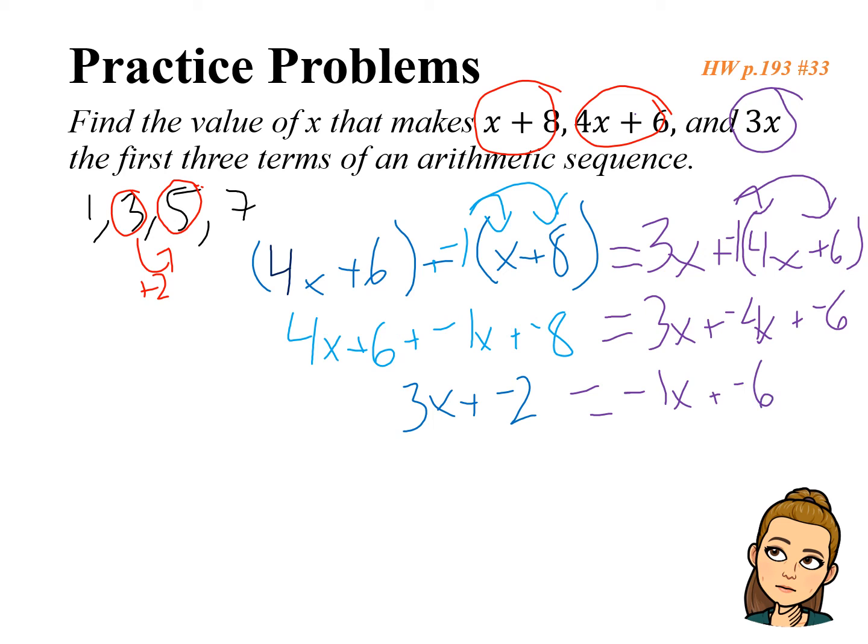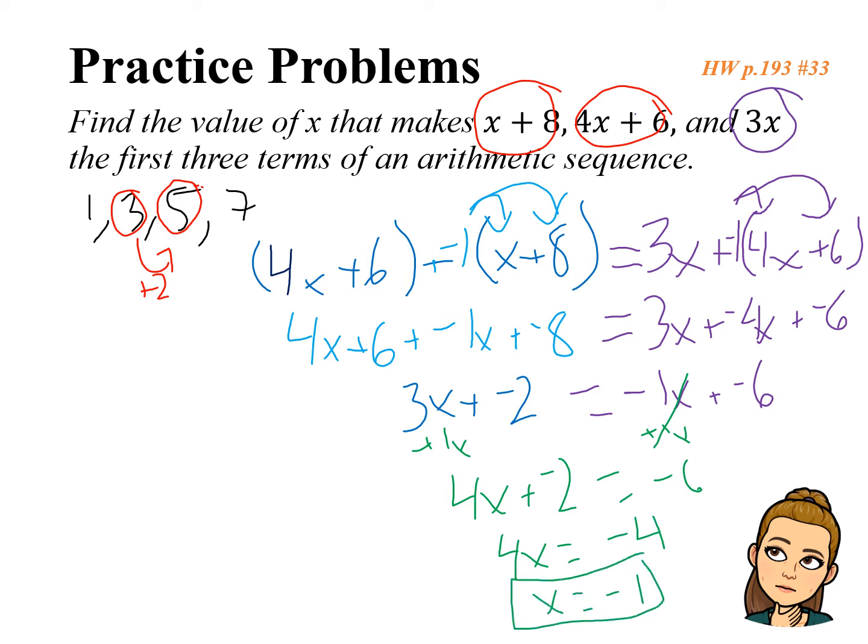Now I need to start combining my terms on the opposite sides of the equals sign. So I'm going to add 1x to both sides. And I get 4x plus a negative 2 equals negative 6. Add 2 to both sides, and I get 4x equals a negative 4. My final answer, I get x equals negative 1.